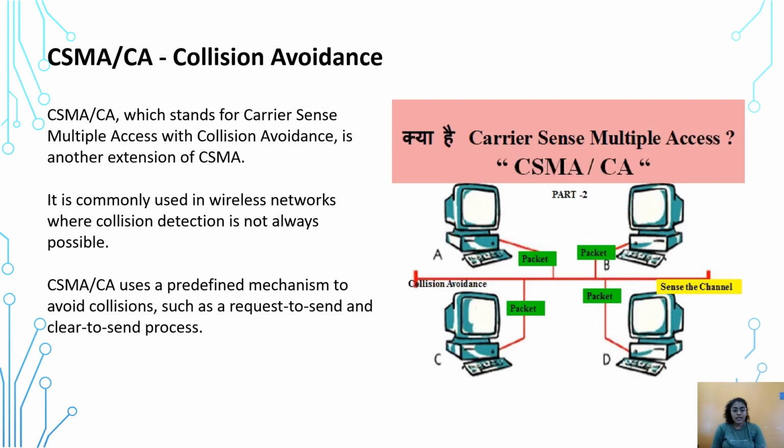CSMA-CA. CSMA-CA, which stands for Carrier Sense Multiple Access with Collision Avoidance, is another extension of CSMA. It is commonly used in wireless networks where collision detection is not always possible. CSMA-CA uses a predefined mechanism to avoid collisions, such as the request to send and clear to send process.